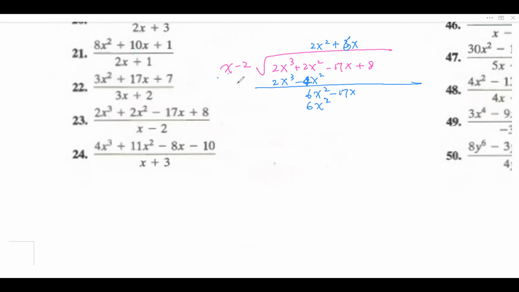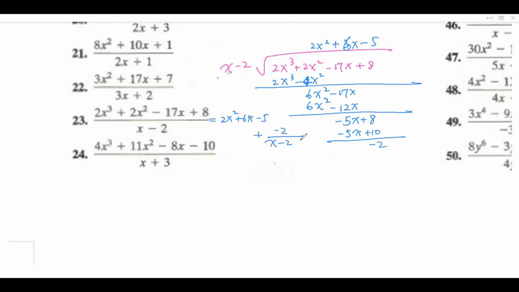All right, first 6x squared distributed inside. So your second one, -2 times 6x, so you got a -12x. So the remainder is -5x, right? So you get -5x plus 10. The left is -2. So the answer for this one is pretty long, right? And plus the remainder over x over 2.